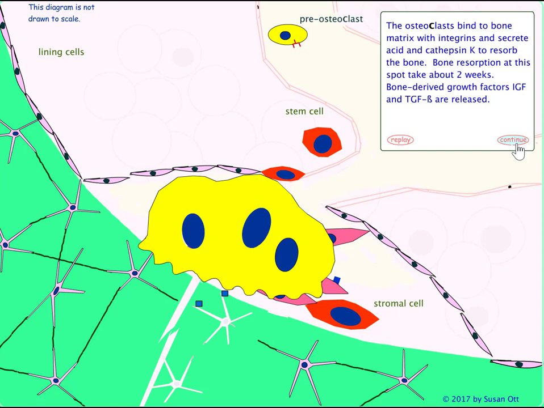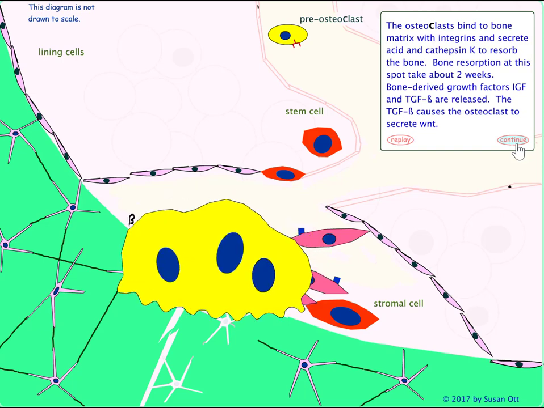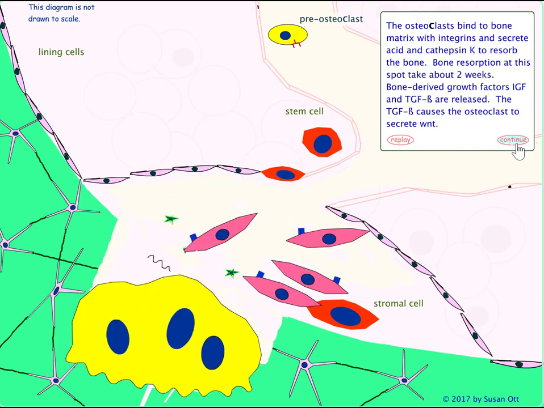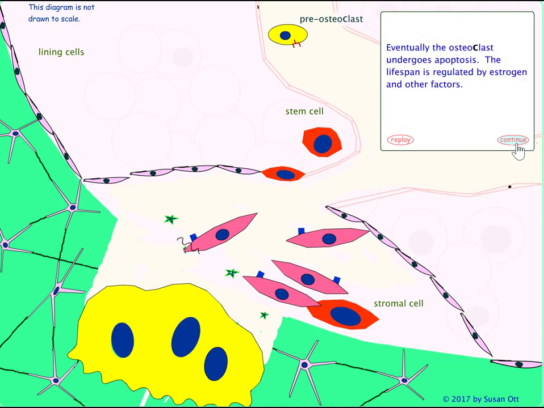Bone-derived growth factors IGF and TGF-beta are released. The TGF-beta causes the osteoclast to secrete Wnt. Eventually, the osteoclast undergoes apoptosis. The osteoclast lifespan is regulated by estrogen and other factors.